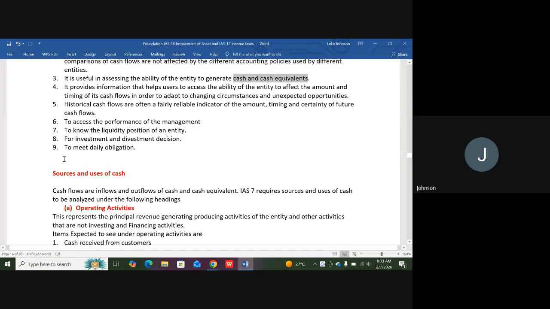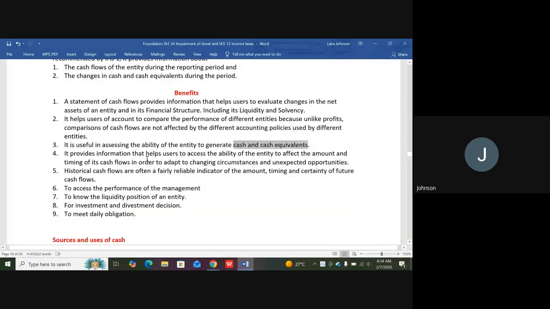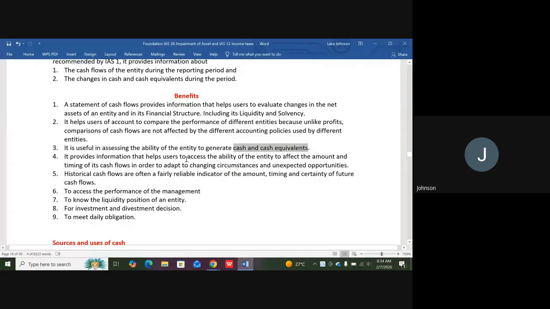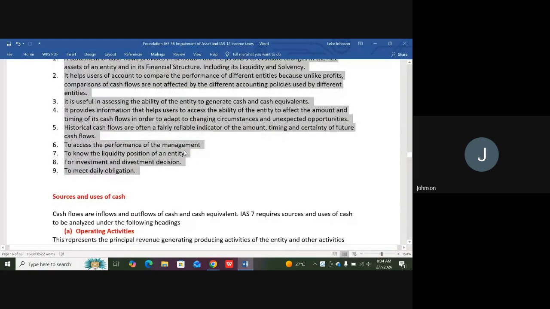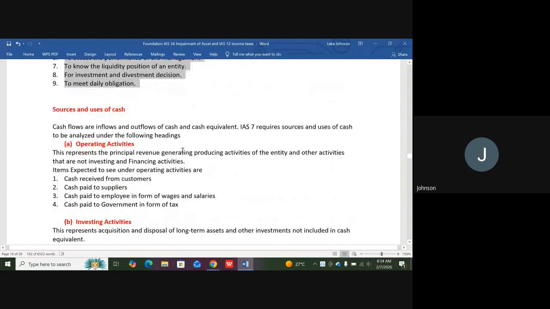The next one, to assess the performance of the management. The next one, to know the liquidity position of the entity. The next one, for investment and divestment decisions. The last one is to meet daily obligations. So all these are the benefits of understanding the cash flow statement. So you can always go through this at your own leisure time. Okay, it's very important. You can also go back to the lecture and get it.